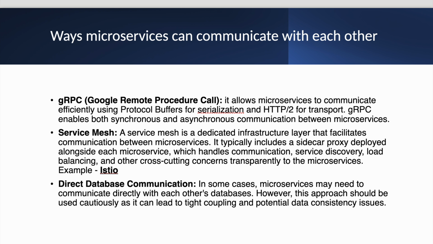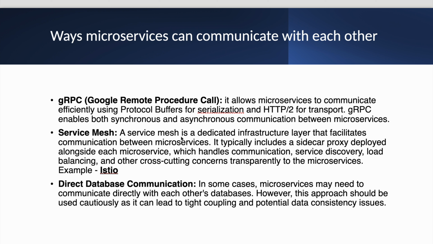The next one is gRPC. It's Google Remote Procedure Call. This allows microservices to communicate efficiently using protocol buffers for serialization and HTTP/2 for transport. This is the fastest way of communication between the microservices. It can be asynchronous or synchronous communication. We have to create the .proto file. We have to add the required information, the functions, the model, the response, or the parameters. This is the way we can implement it. I'll definitely create a video on that.